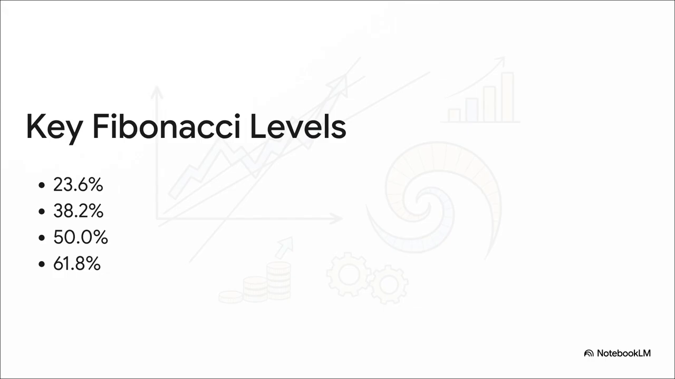And what's wild is that these numbers aren't just pulled out of thin air. They actually come from the famous Fibonacci sequence. You know, that pattern you see all over in nature? The whole idea is that these same ratios might reflect the collective human psychology of the market. That's why you'll see traders using this stuff on everything from stocks to Forex to crypto.